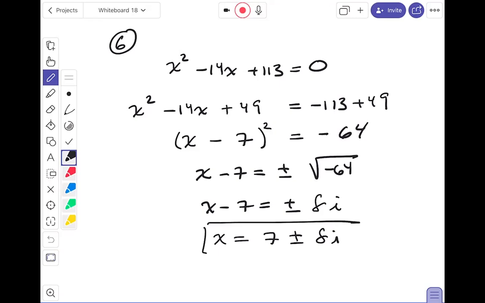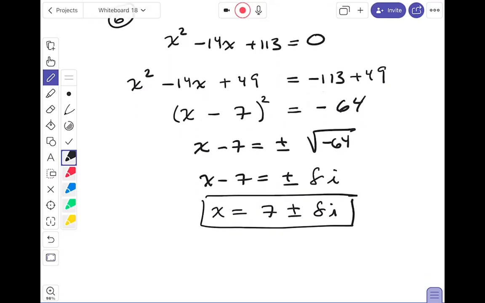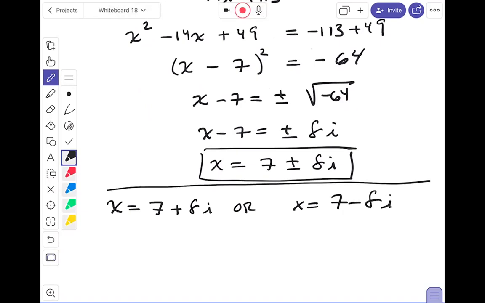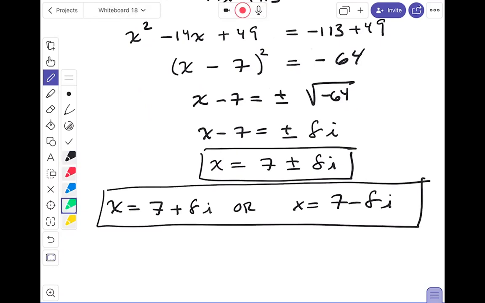Put a box around that. If you want, you can write down what the arithmetic is. It's x is 7 plus 8i, or x is 7 minus 8i. Now, granted, that doesn't really say anything different than what's above it, but either answer is acceptable to me. Let me look at the key, though, and see if I did this. It says x equals 7 plus or minus 8i.